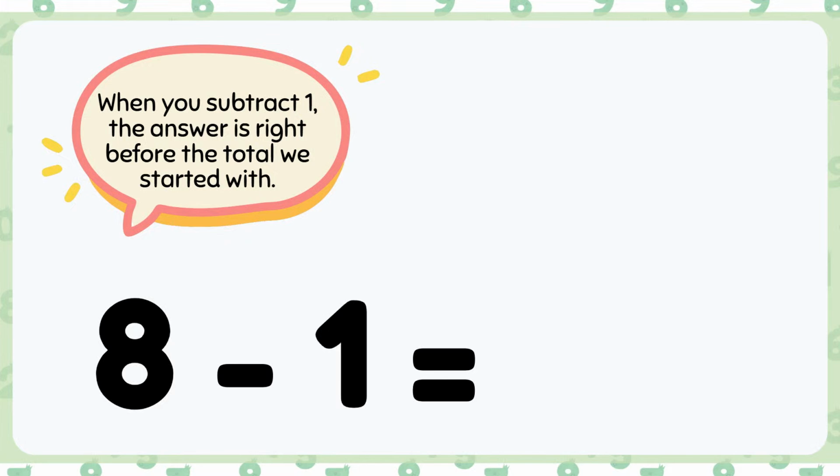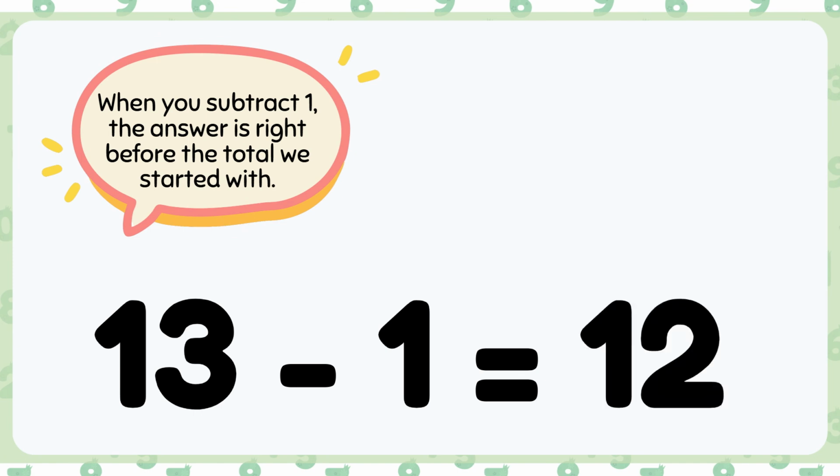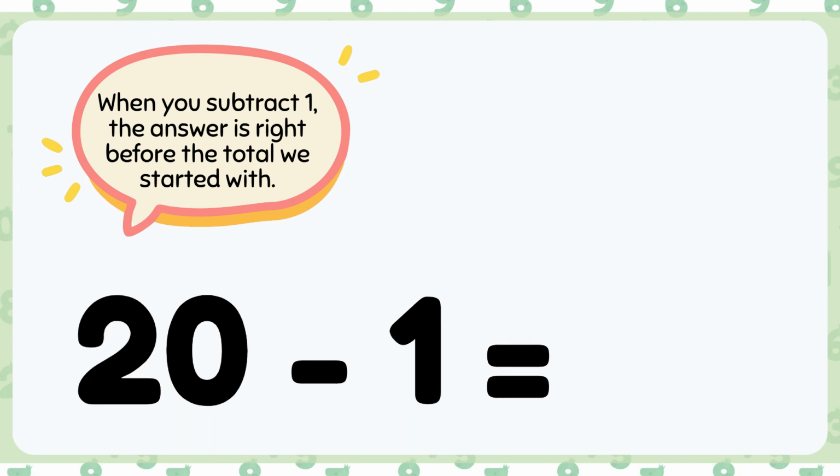And you can get really fast at the answer then. Because 8 minus 1, well, what number comes before 8? Yeah, 7. What about 13 minus 1? Ooh, Miles is 13 now. 13 minus 1, what would that answer be? Well, what number comes before 13? Yeah, 12. Okay, hardest one yet. 20 minus 1. Well, if you can count to 20, you can definitely figure this one out.